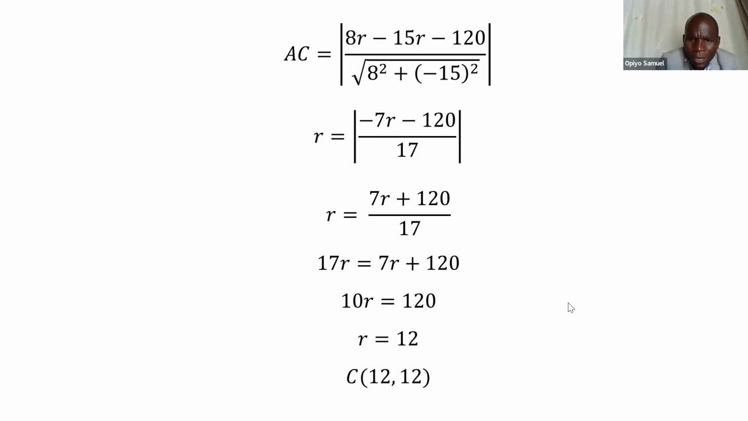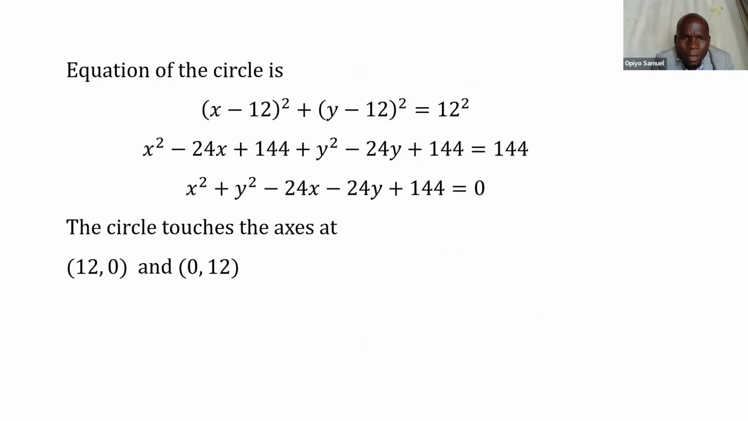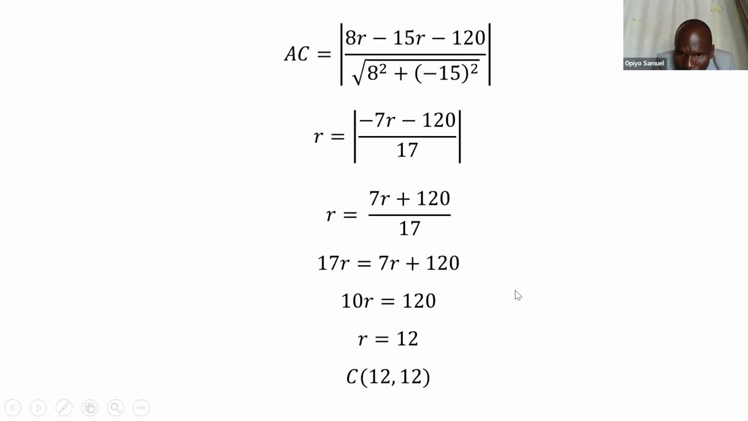And having obtained R, we can now write the center. Remember, the center is at C with the coordinates (R, R). That's how we obtain the center of the circle to be at (12, 12). So that is the center of the circle. Now we remain with finding the equation of the circle. The radius is 12. The center is also at (12, 12).